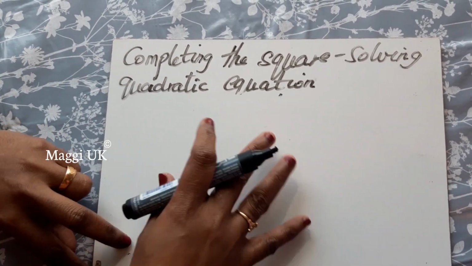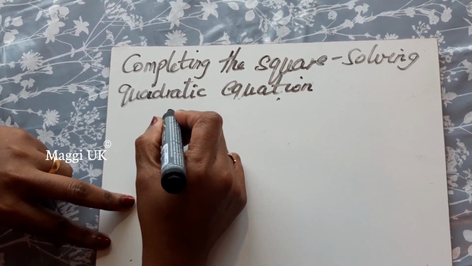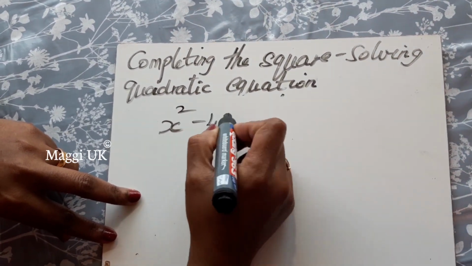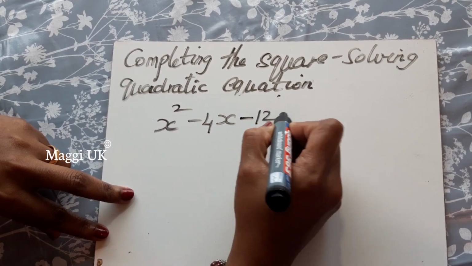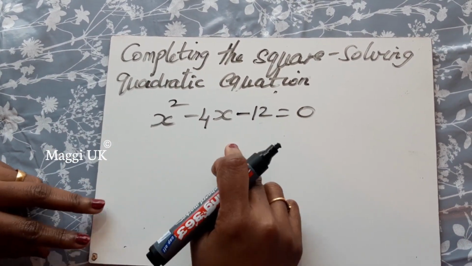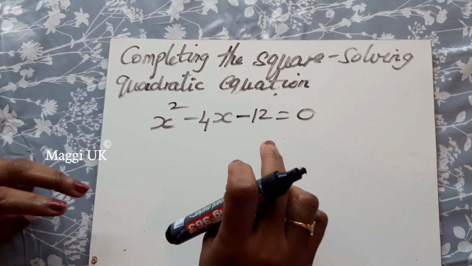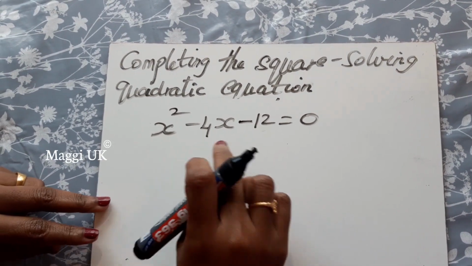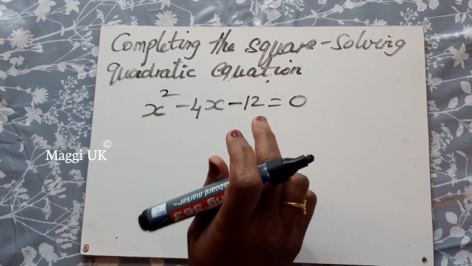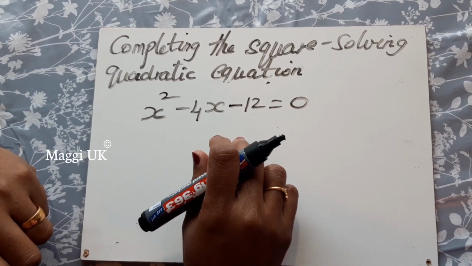So I'm going to do the little harder method for you, which is x squared minus 4x minus 12 is equal to 0. So when you see this one, we can't factorize this. So we are going to do it by completing the square.